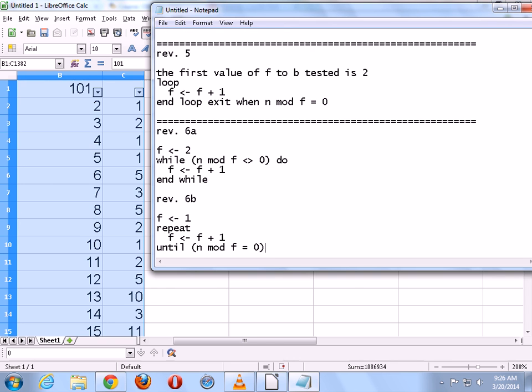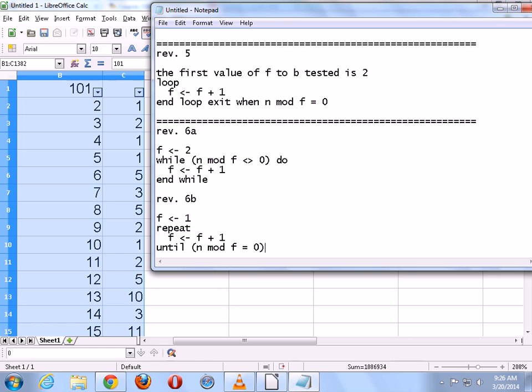Which one do you think is better? If you have a choice between these two, which one would you choose? 5? 5 is not a solution. We are comparing 6a and 6b. Yep, 6a. Okay, why would you pick 6a instead of 6b? I don't know, the while loop just seems like a better option. Okay, which one tells you in a much clearer way what is the first value of f to be tested?